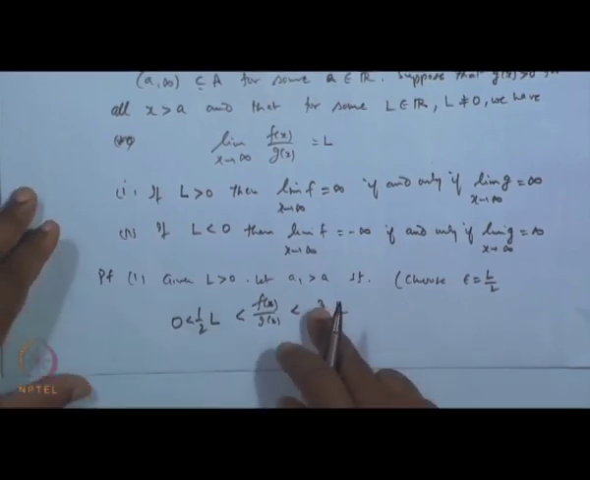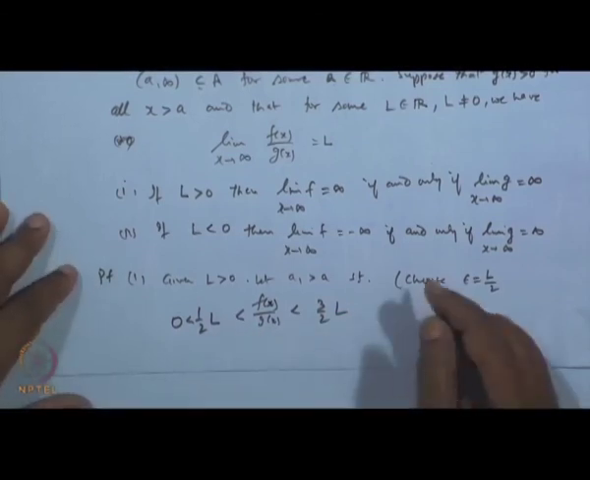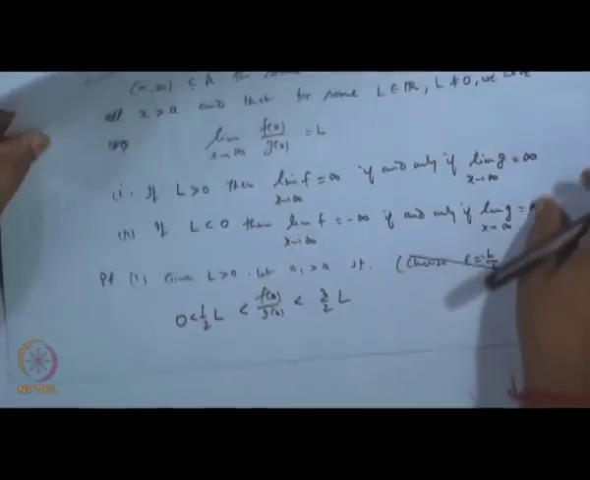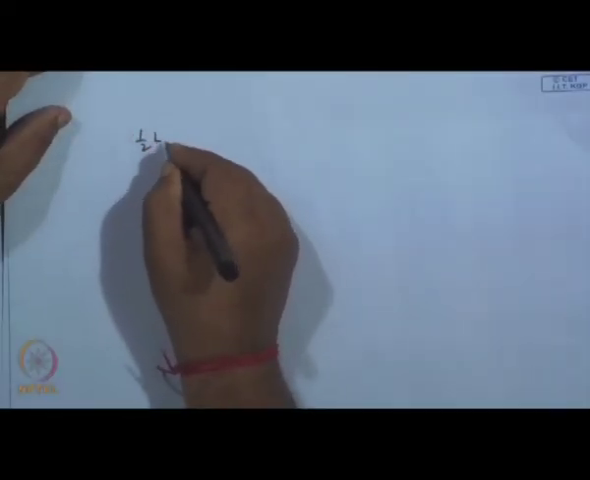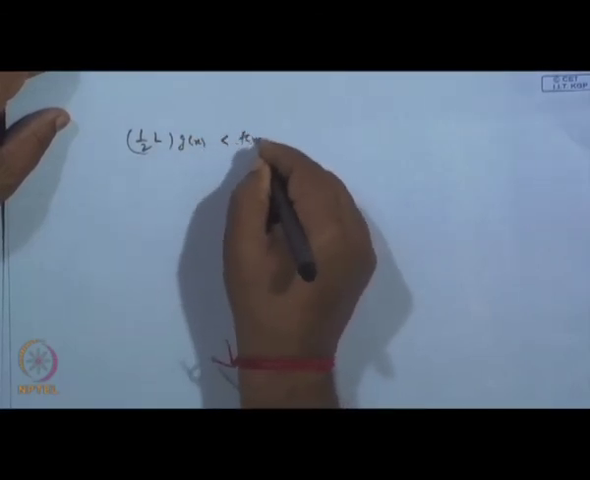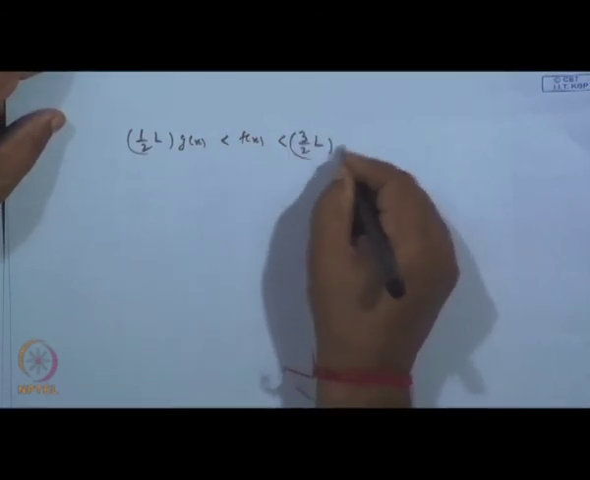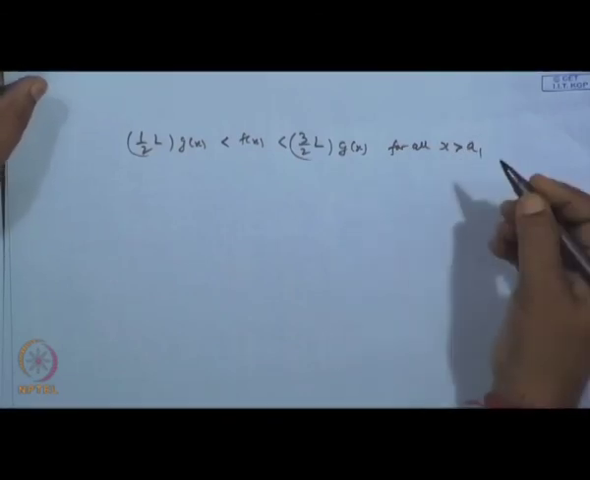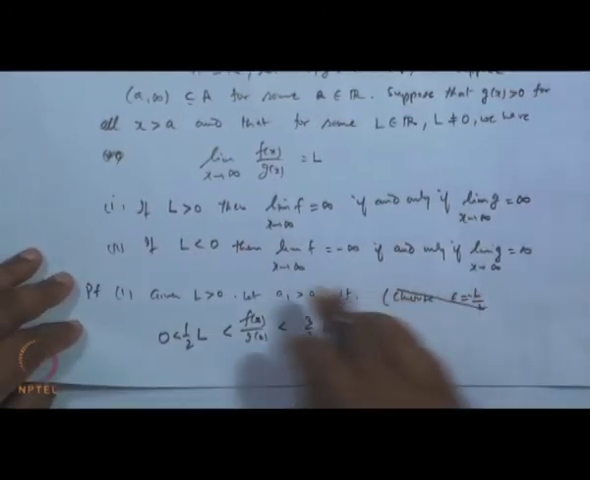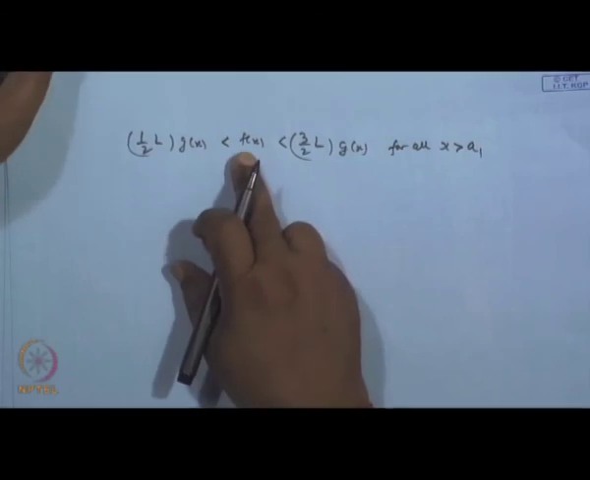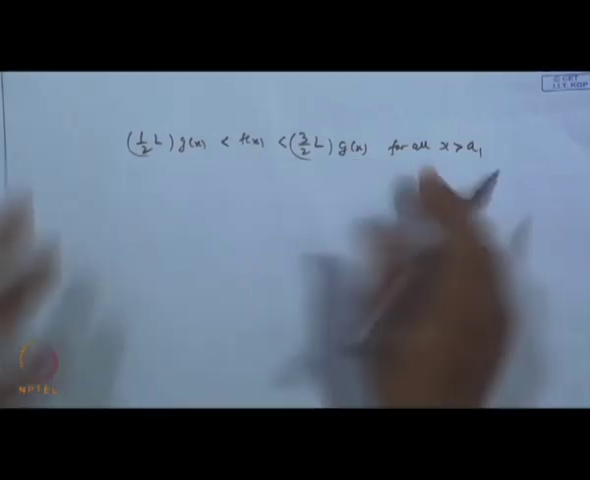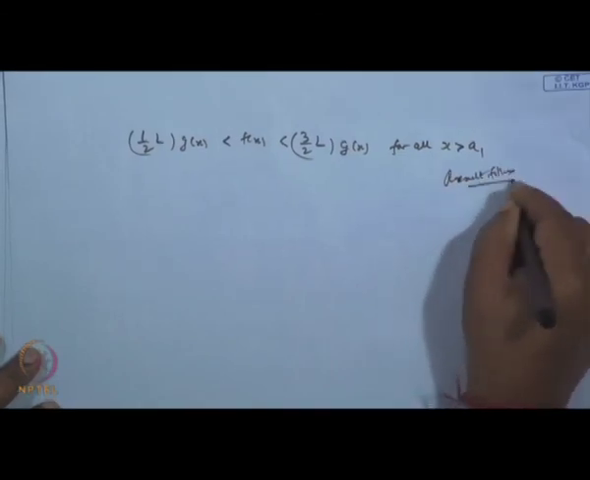So, since L is positive, there exists a1 such that this condition holds. Therefore, multiply by g(x), because g is given to be positive. We get half L into g(x) is less than f(x), which is less than 3 by 2 L into g(x), and this is true for all x greater than a1. Now, take the limit. If f is infinity, then g is infinity. If g is infinity, f will be infinity. So the result follows.